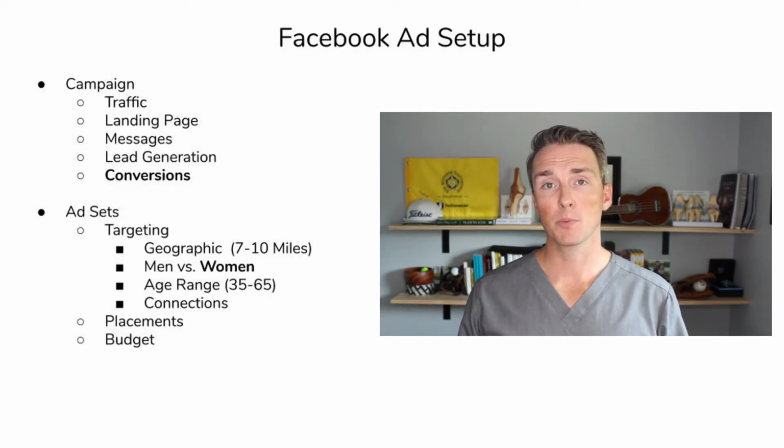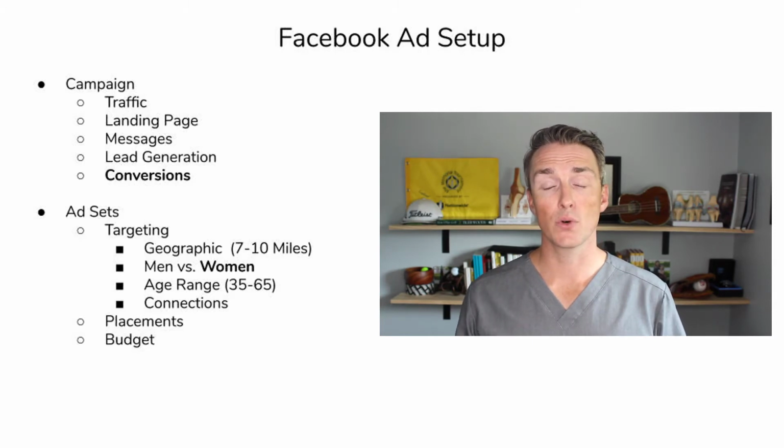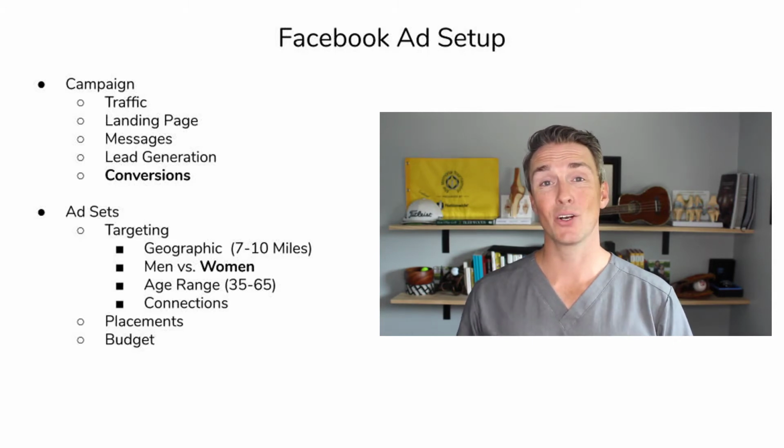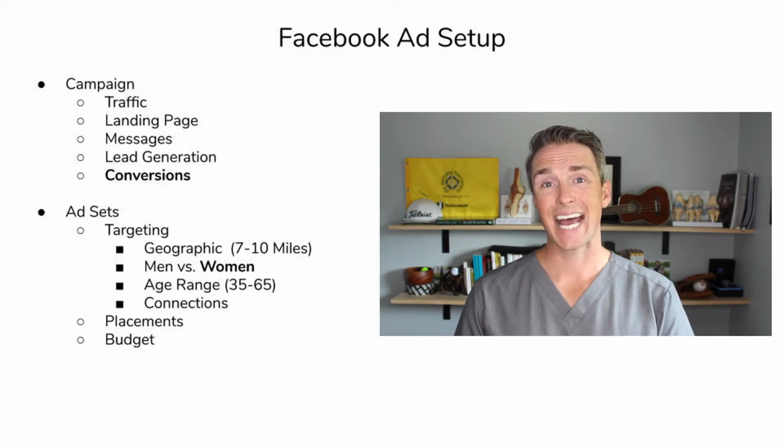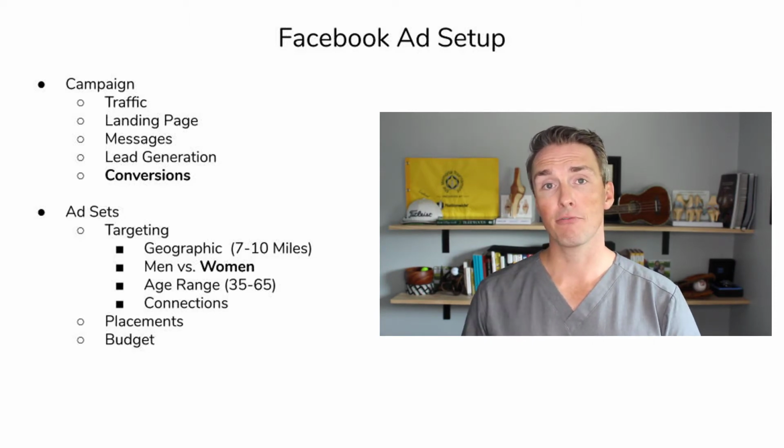All right, so we're going to go through Facebook ad setup. When you're setting up your Facebook ad, there are 3 main sections that you need to address and complete to get your ads live. The first thing you need to figure out is your objective. What are you trying to accomplish with your marketing campaign? There are different objectives you can choose from when you set up your first ad.